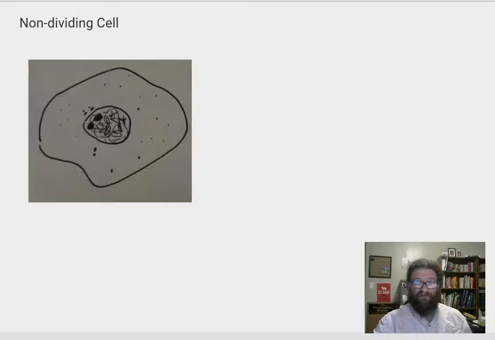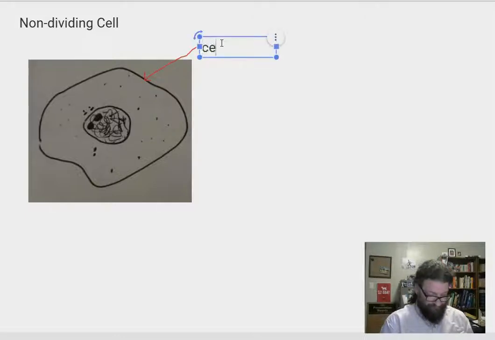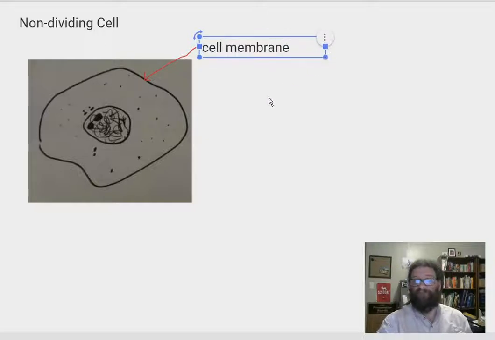Let's see. Circle, no. Pen, yes. And we can even make it a different color here. Let's do it in red. Beautiful. All right, so, some parts. Let's start from the outside. We already talked about the function of the cell membrane, but we can certainly label the cell membrane right here.